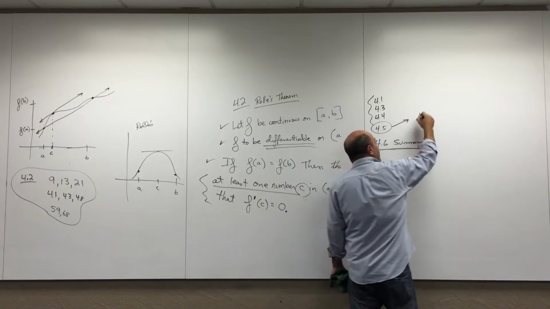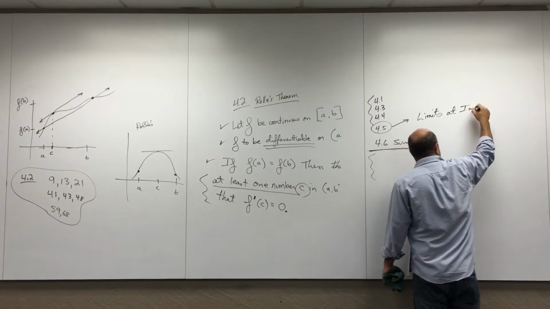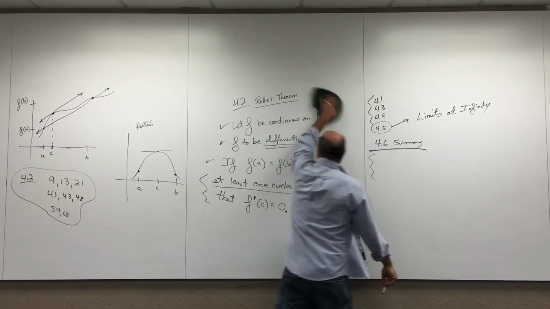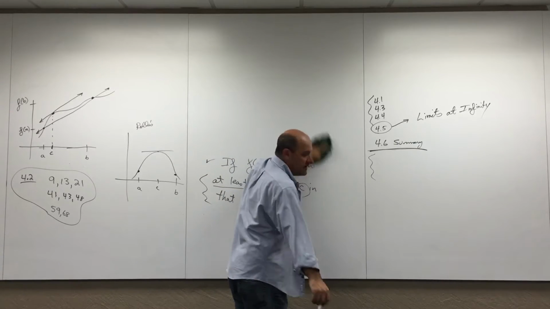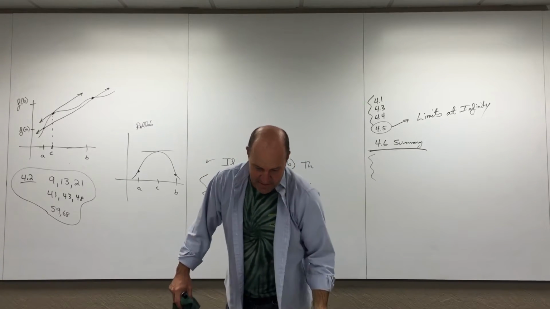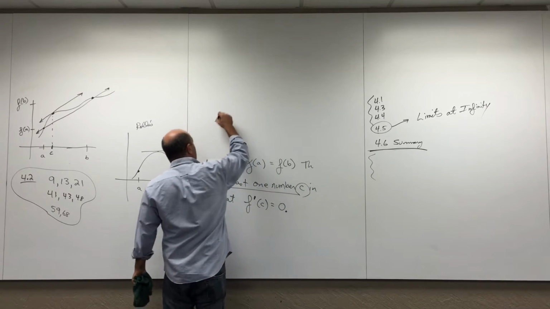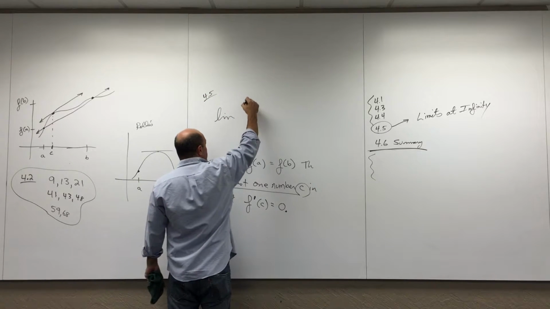What's 4.5? They're called limits at infinity. So we jump back and do some limits again. Is that what it's called? Yeah, limits at infinity. That's exactly what it's called. And so here we are in 4.5. We look at some limits again.